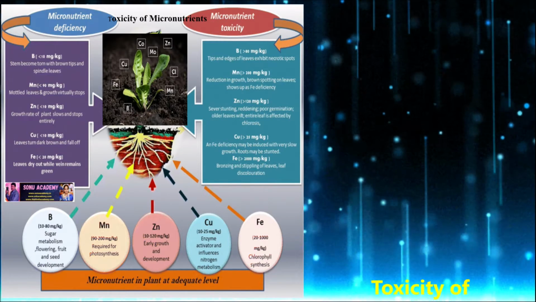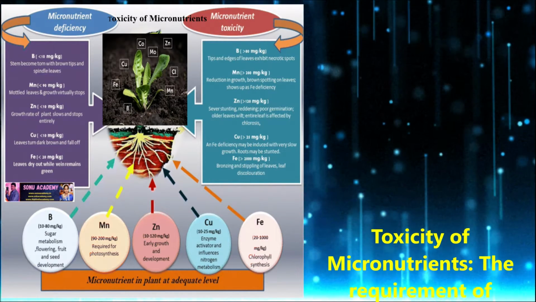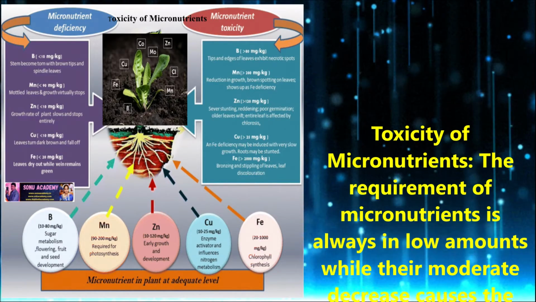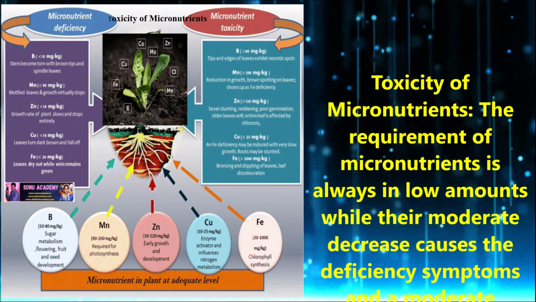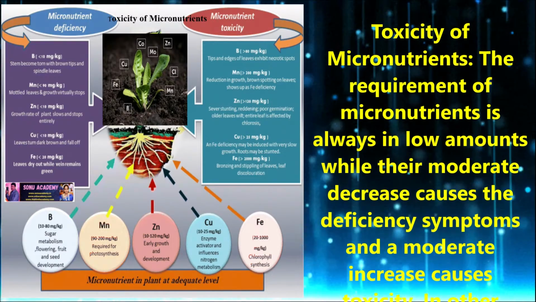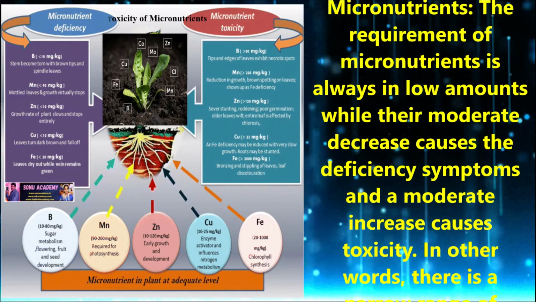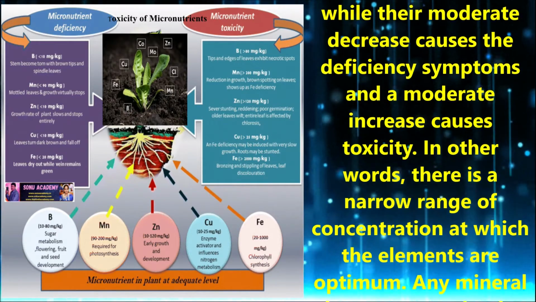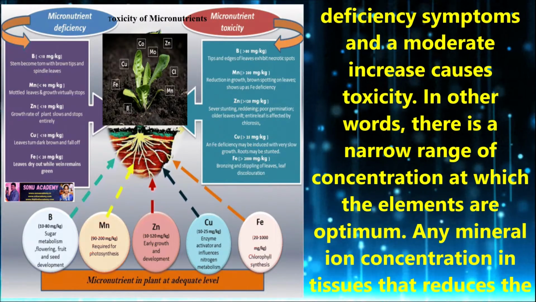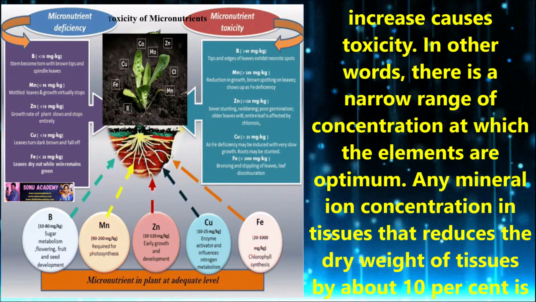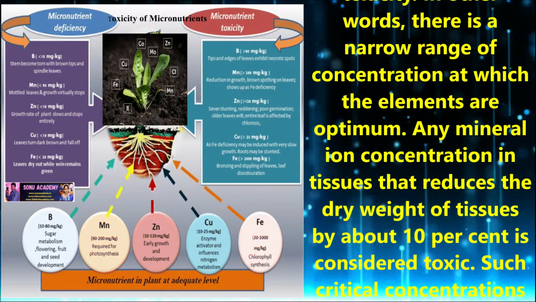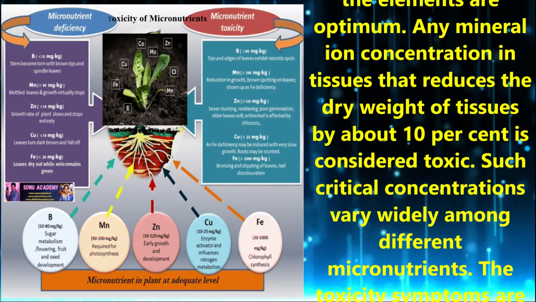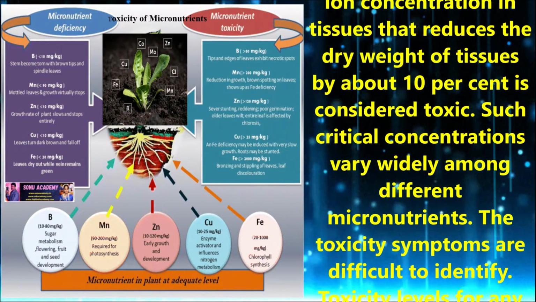Children, now let us discuss toxicity of micronutrients. The requirement of micronutrients is always in low amounts, while their moderate decrease causes the deficiency symptoms and the moderate increase causes toxicity. In other words, there is a narrow range of concentration at which the elements are optimum. Any mineral ion concentration in tissues that reduces the dry weight of tissue by about 10% is considered toxic. Such critical concentrations vary widely among different micronutrients.